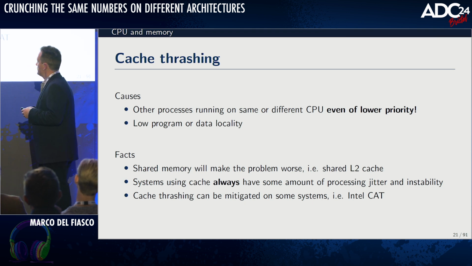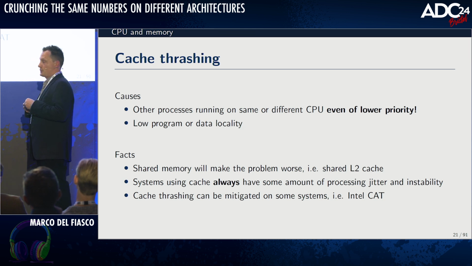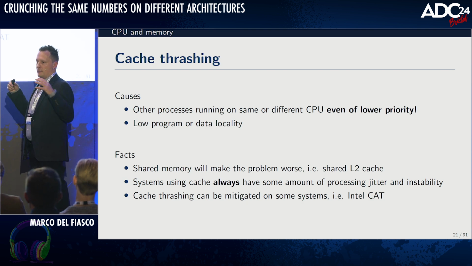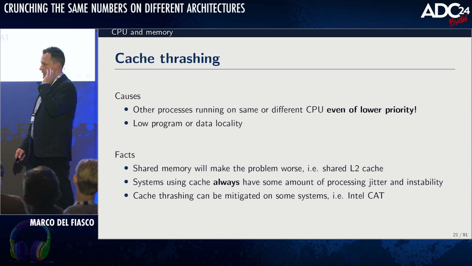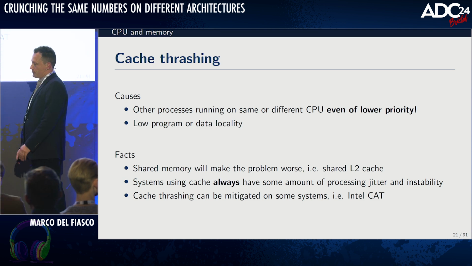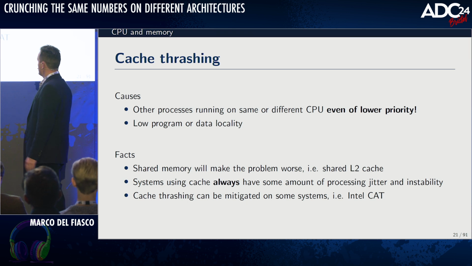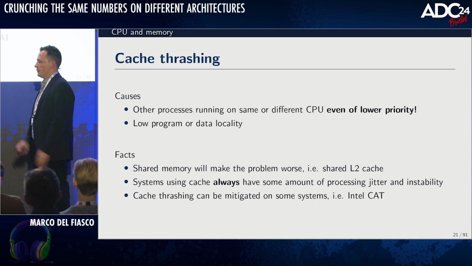I will share some facts with you that I learned. Having a shared memory path will make this problem worse, especially if you have shared level 2 memory, because different CPUs will compete for this resource. And where you have cache, you always have some amount of processing jitter and instability, always. It depends on how big it is. But fortunately, there are some technologies like Intel CAT that might be used to make this problem smaller.